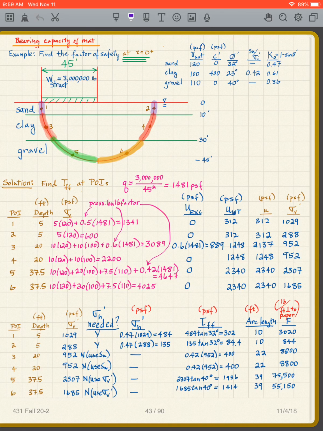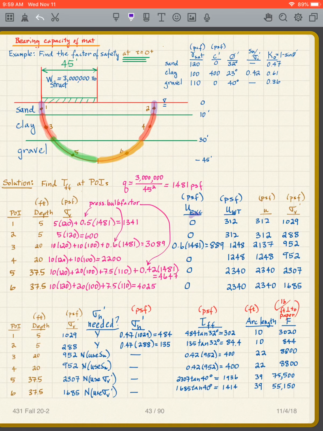So we've been able to determine the sigma V for each of these points. Eventually, we need to get our U's. So I have a U excess, a U water table, and a U. So what's my U excess?